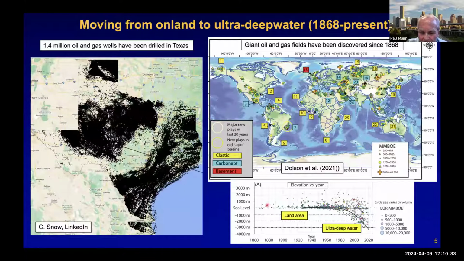So again, we have this pattern moving from the land areas. This goes back to 1860, right up to the present. But you can see about 1980, there was a divergence where we get into deep water discoveries and ultra deep water discoveries below 3,000 meters. But we continue on land in the Permian and other places. So we have this sort of bifurcation starting about 1980.